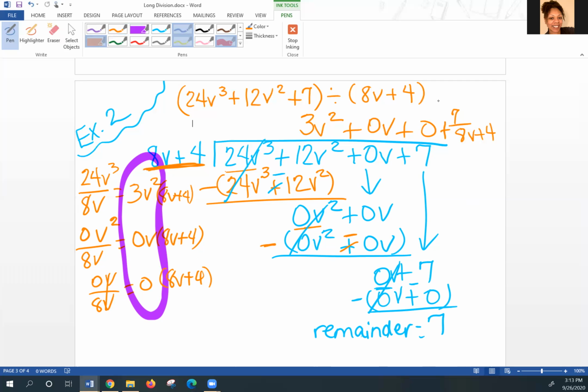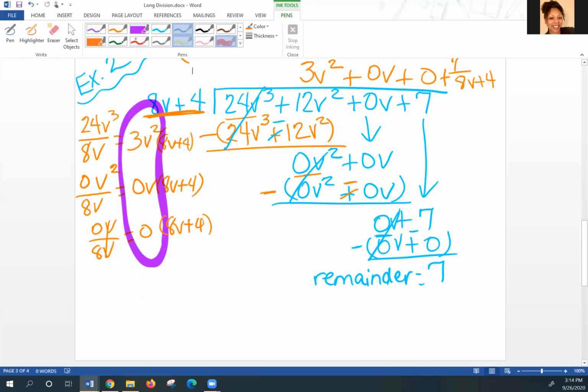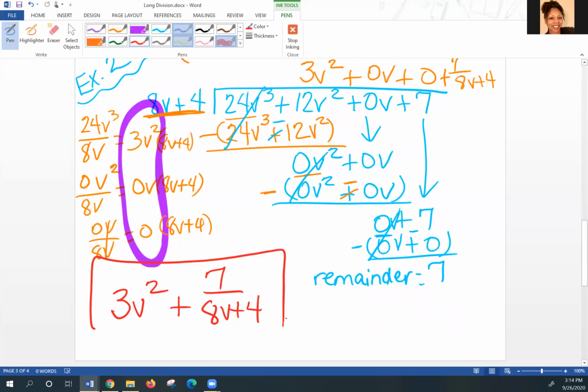So my final answer, well, it depends on your teacher. I personally wouldn't want this. So let me take that out. I'm going to rewrite it without the zeros. So what I would ask you to do, and this is your final answer, is to just use the 3v squared. Don't worry about the zeros, plus 7 over 8v plus 4. This is actually your quotient. That's your final answer.